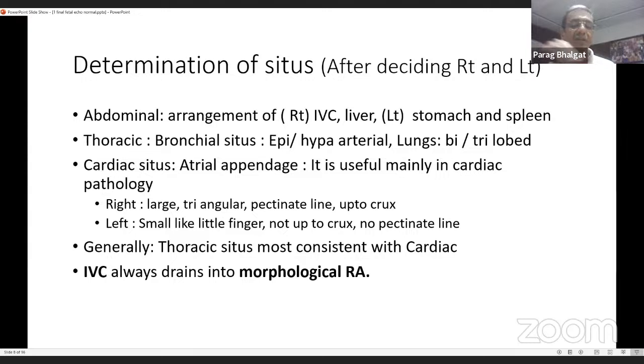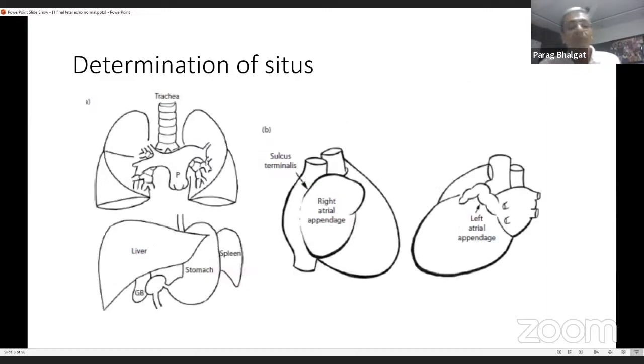The most consistent thing is that generally the thoracic situs goes hand in hand with the cardiac situs. And one more important thing we have to remember: the IVC always runs into the morphological RA. There are no exceptions to it till date. In case of situs ambiguous, we generally have to make a syndromic diagnosis, which is right isomerism or left isomerism. So deciding situs is mainly based on three things: thoracic, abdominal, and cardiac situs.